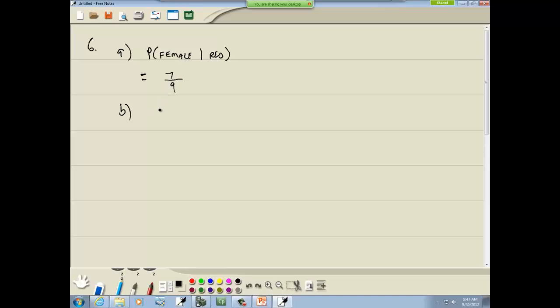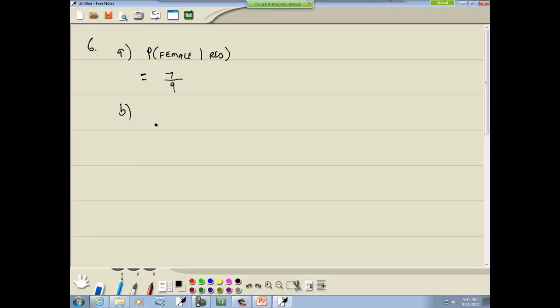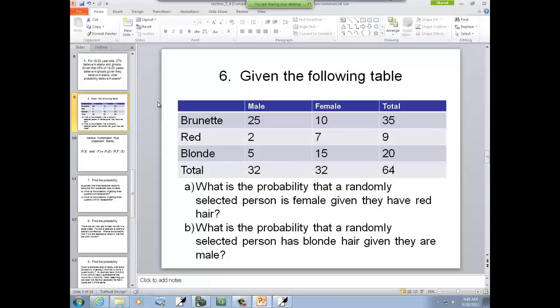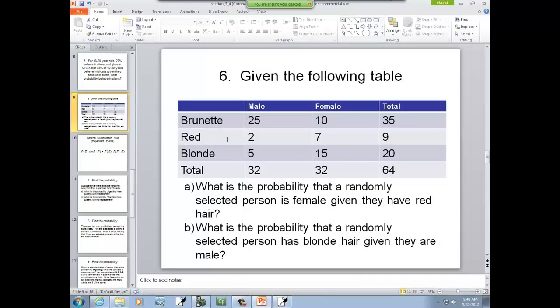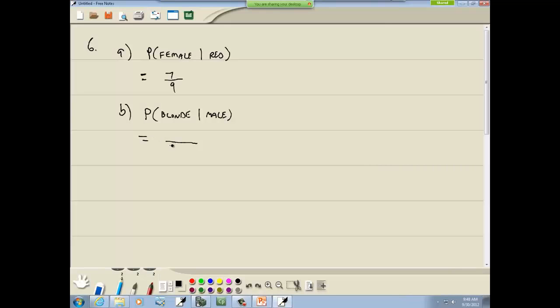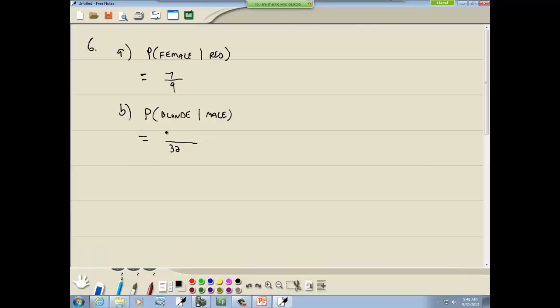I won't actually plug that in my calculator, but you could. Now B says, what is the probability that a randomly selected person has blonde hair given they are male? So we're only looking at the males. So probability of blonde hair given the males. Okay, so how many males are there? There's 32 males. And of those 32, 5 of them have blonde hair. So we'll have 5 out of 32.